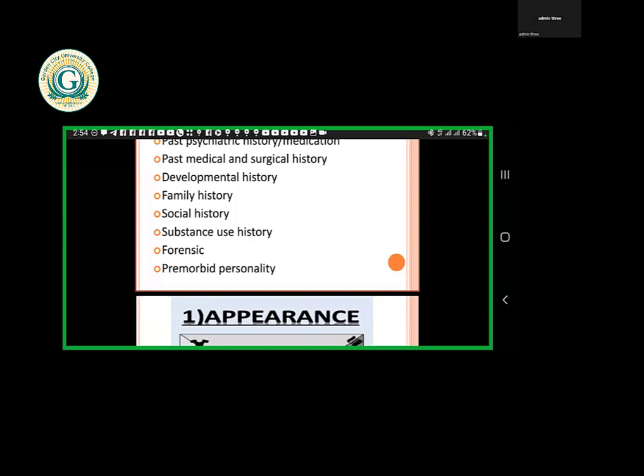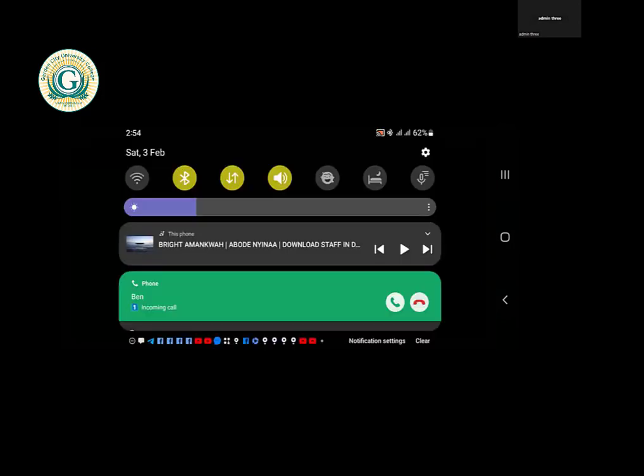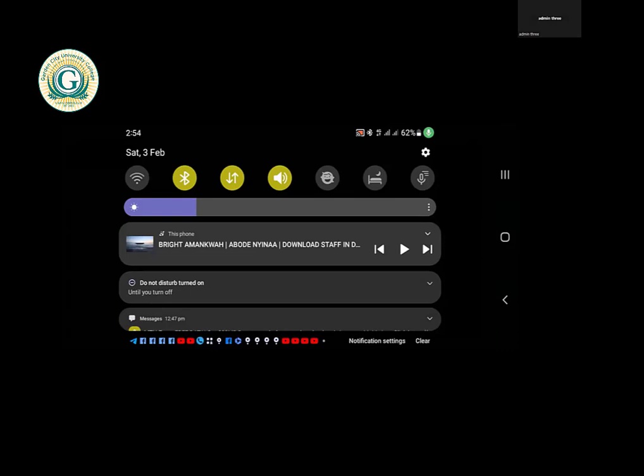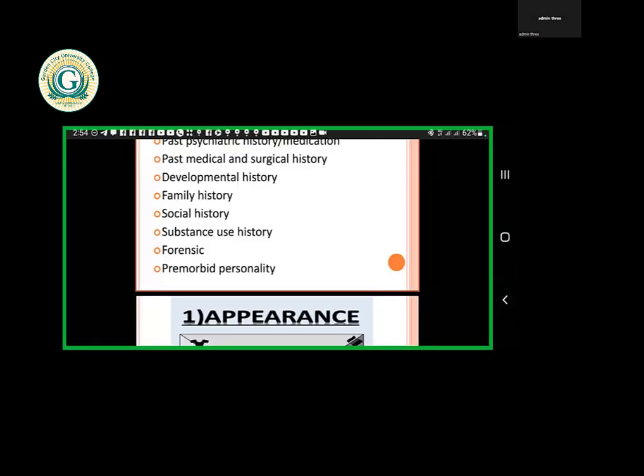For instance, in the past psychiatric history, the friend might tell you that they don't even know if the patient was admitted, or the diagnosis. They don't know the medications he was given, but they know he was sent to Ankaful. So normally when we write the medication, we put a question mark over there. We don't know the diagnosis.